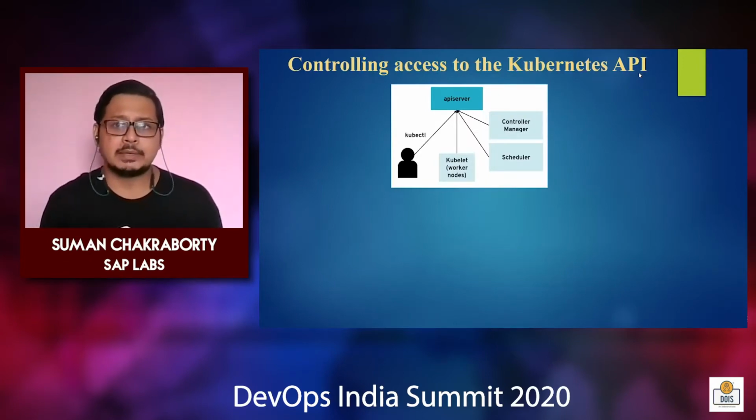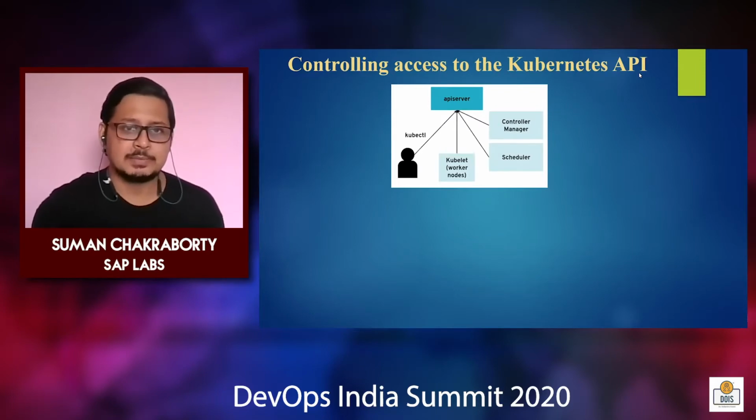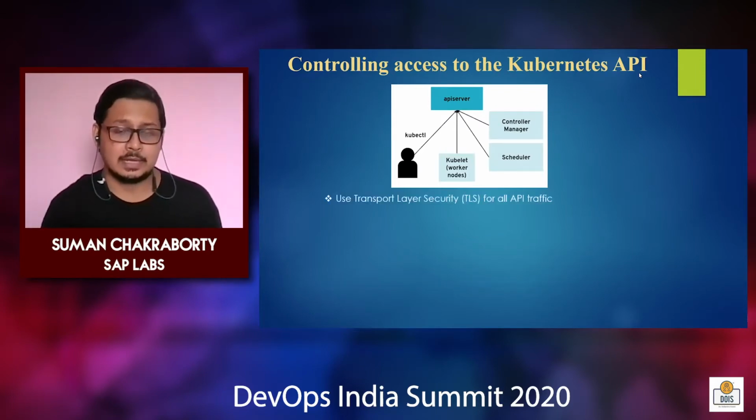Now, coming to the main points, understanding how this fits in. First is the Kubernetes API server. The API server, as I told you, is a REST API for the Kubernetes environment that accepts the requests sent by the end user.